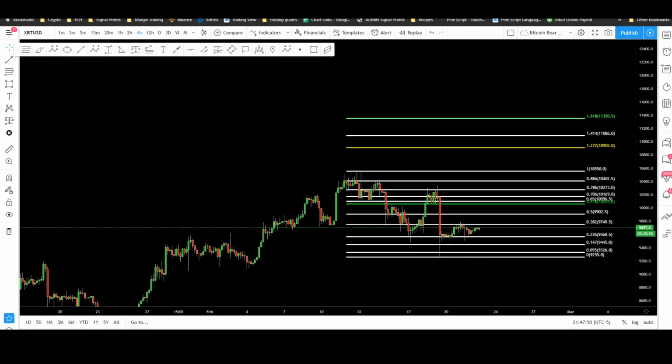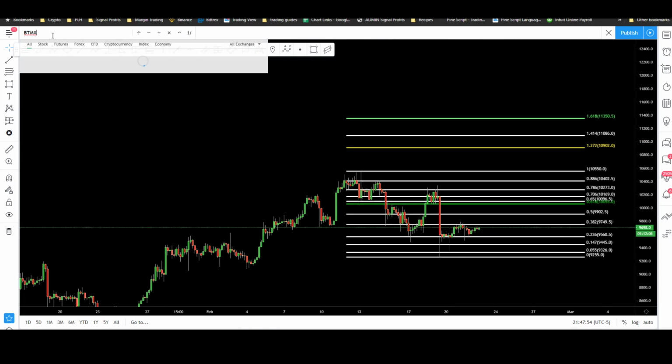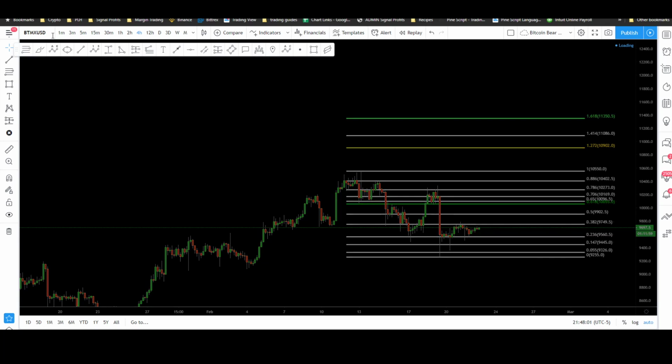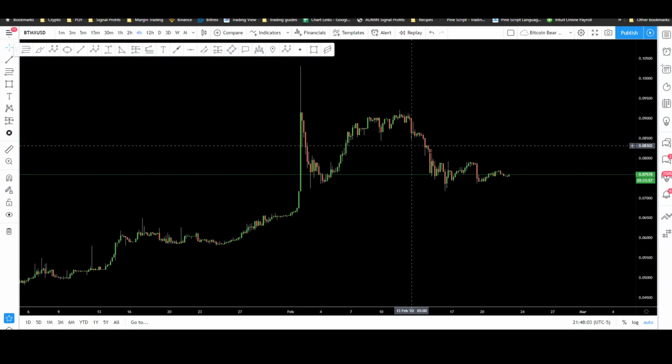Holy shit, BTMX is flying off the handle. It was forming a really similar pattern to BNB. Well, that doesn't look like it's flying off the handle.